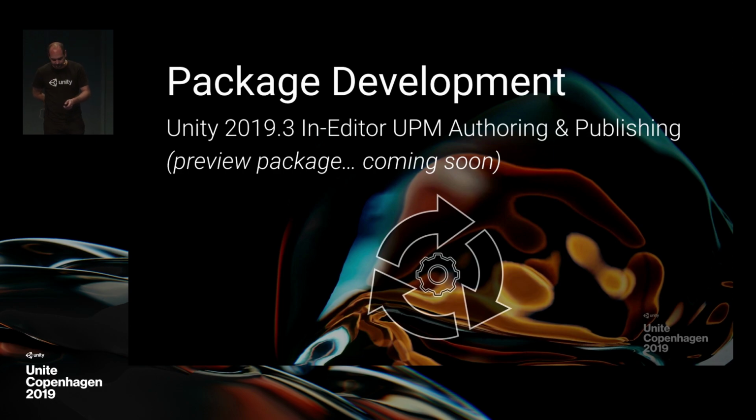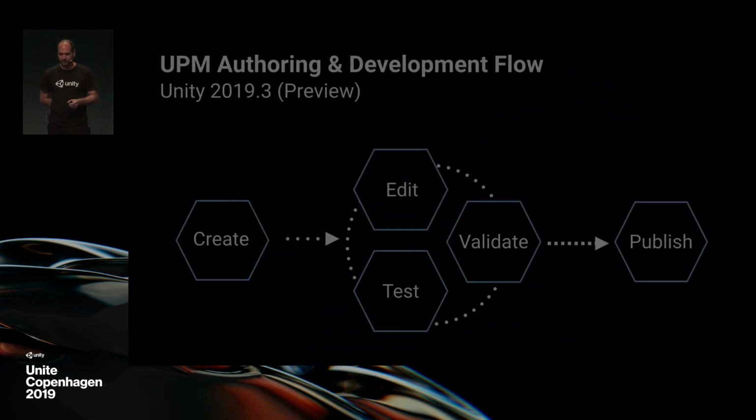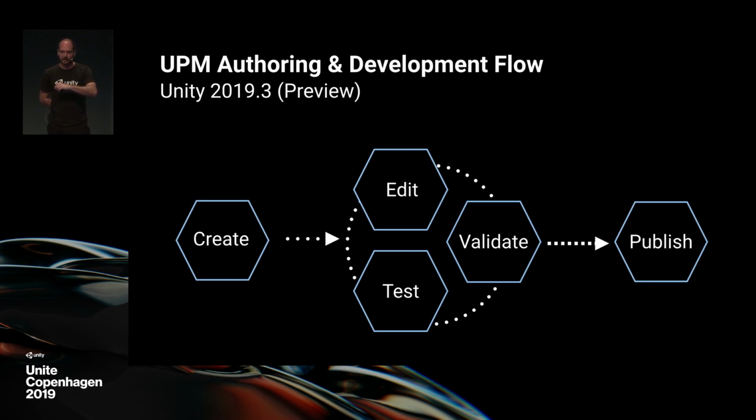Okay. So what we're going to see here, actually, is we're going to go through the flow. And what we decided to do is to take an old format Unity package, put it in the assets folder, and then we're going to create a new UPM package and just add all the files in the new package and prepare and publish the package. So we're going to create it, we're going to edit it, test it, validate, and eventually publish.